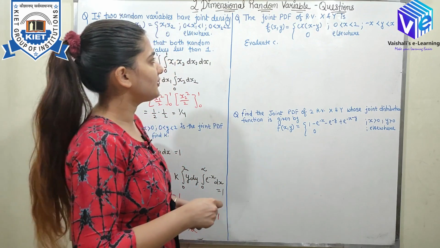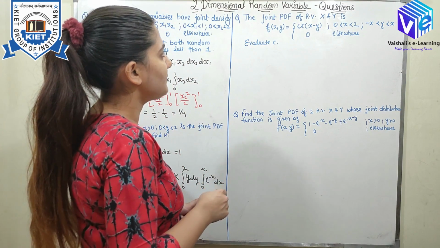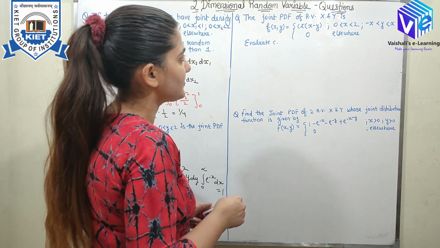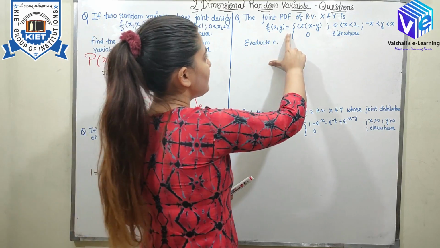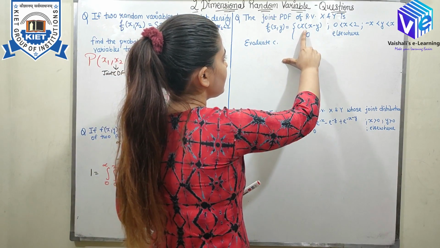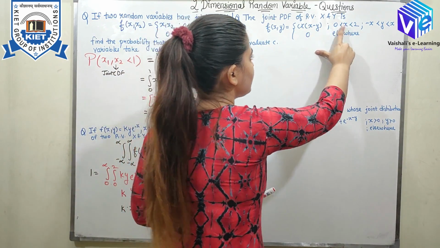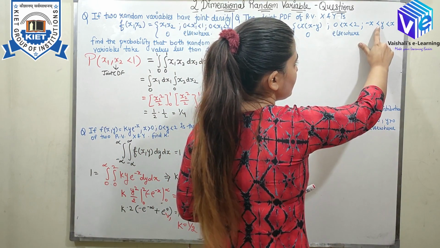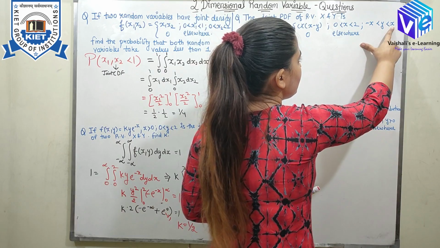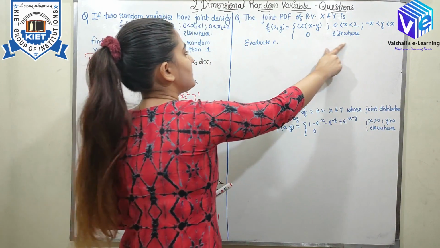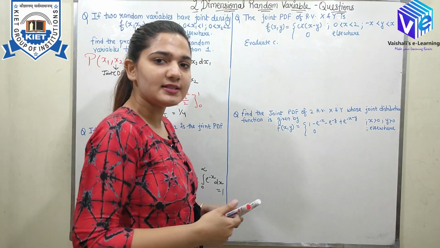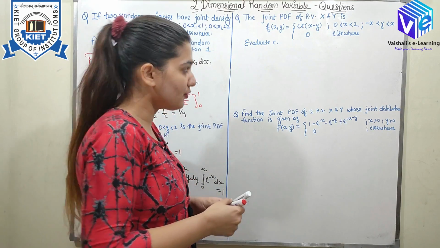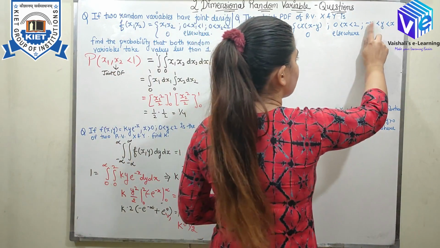So now coming to the third question, it states the joint PDF of random variables x and y is given as f(x,y) = c x (x minus y) when x is between 0 and 2, and here is the difference, y is dependent upon x, y is between minus x and x, and it is 0 elsewhere. Now I have to evaluate c. It is the same question as before, the only difference is that y is dependent upon x.